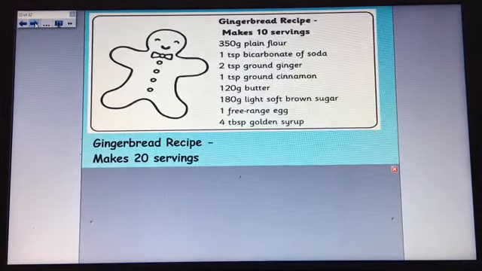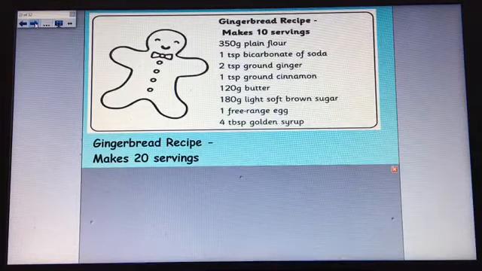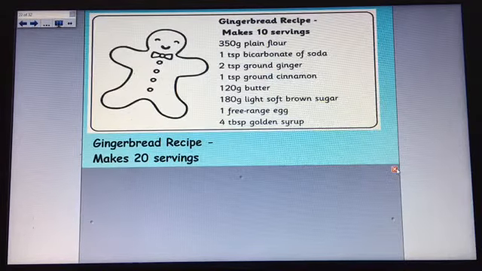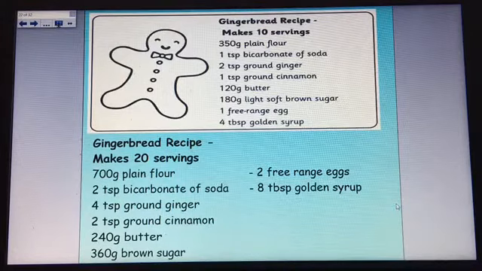So to make 10 servings, you need the ingredients above, but I want to know how to make 20 servings. So hopefully you've worked out that 20 is twice as many as 10, so you need to double all your ingredients. So you should have hopefully worked out that these are the following ingredients that you need.